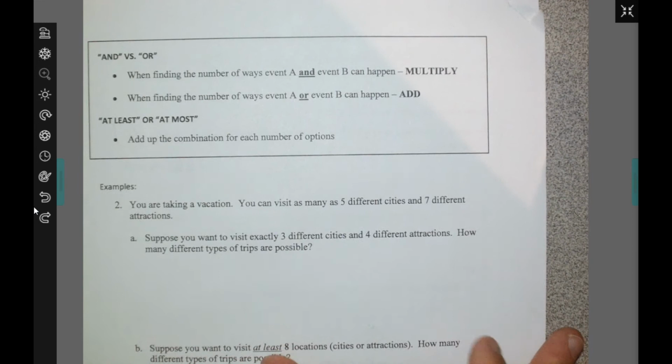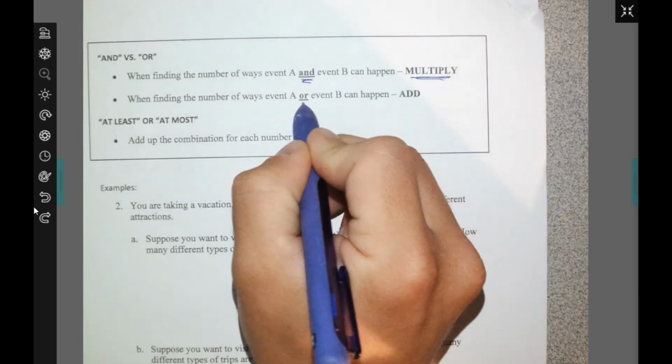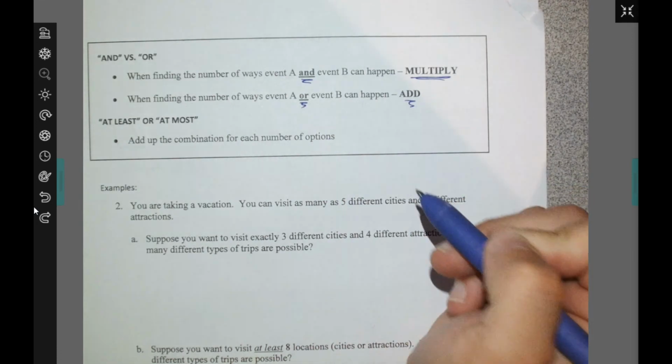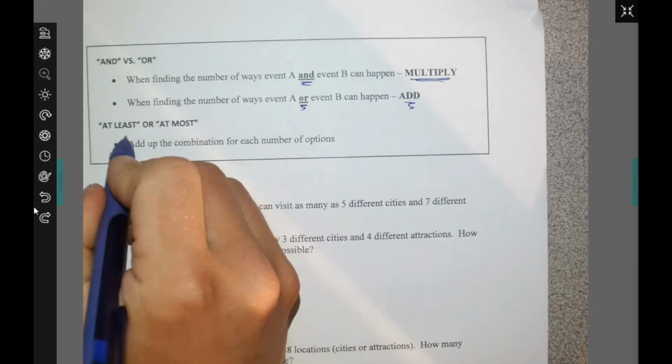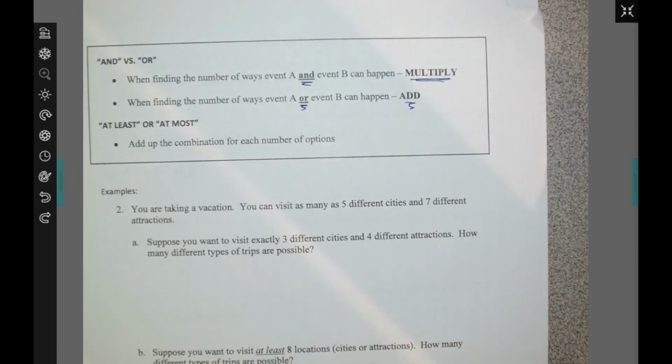Example 2 brings into play and/or problems. Really the biggie here is that when you see the word and, we're going to be multiplying, or is going to be an addition problem. At least or at most, we are adding up the different combinations that are going on.